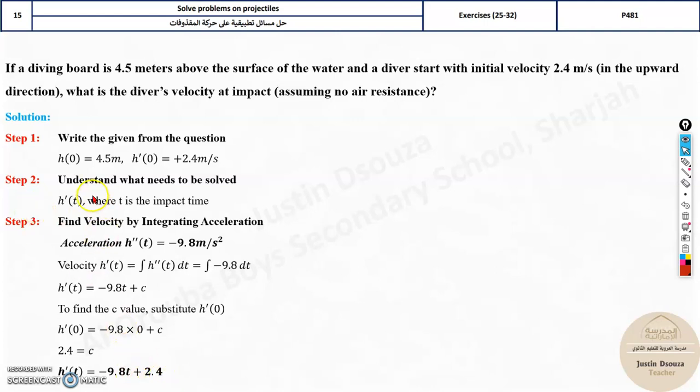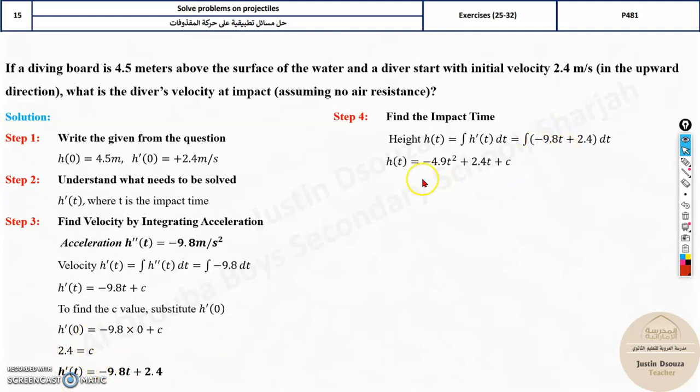Okay, we found the velocity, but is this the velocity which we want? No, we need the impact velocity. How do we find the impact? We need to integrate this again and find the position first, because then we can find the impact time. Let us integrate this, I said derive, sorry, integrate this and you will get this as the answer.